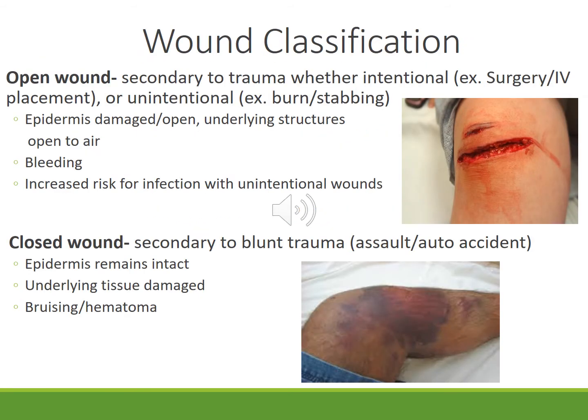As we continue on with classification, we have open wound. And this, again, is just a different way to classify the wound. So we have open wounds versus closed wounds. An open wound is secondary to trauma, that laceration or that cut, whether it was intentional or unintentional. The epidermis is damaged and it's open. We can see underlying structures. You're going to have bleeding. You're going to maybe have some increased risk for infection, especially if it is an unintentional wound. And then a closed wound is that contusion that we were talking about. It's secondary to some type of blunt trauma where our epidermis remains intact, but we still see that underlying tissue damage and that bruising or hematoma. And these are pictures here to represent that. Again, just a different way of classifying a wound.